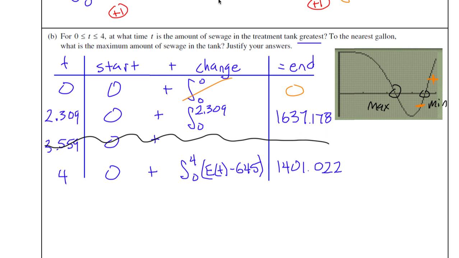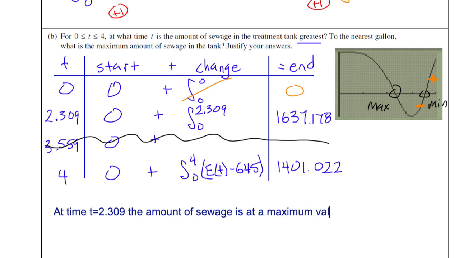So let's come down here and type in our answer. Always have your answer written out. Don't just circle things, because it makes it very clear to AP graders you know what you're doing if you write out your answer. At time t is equal to 2.309, the amount of sewage is at a maximum value of 1,637.178 gallons.